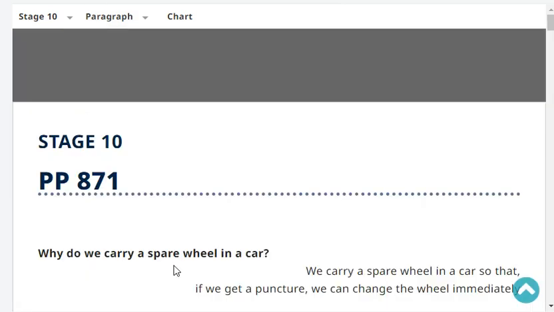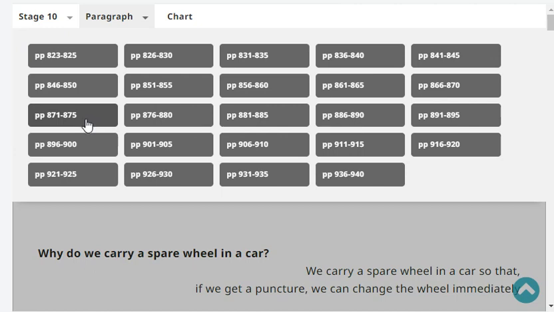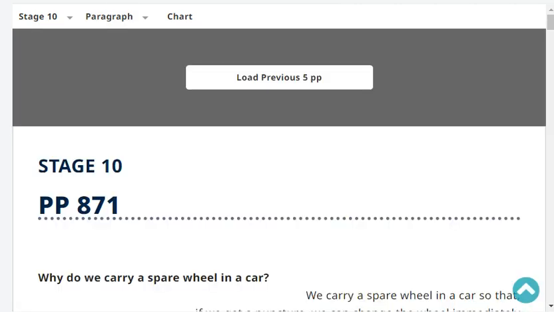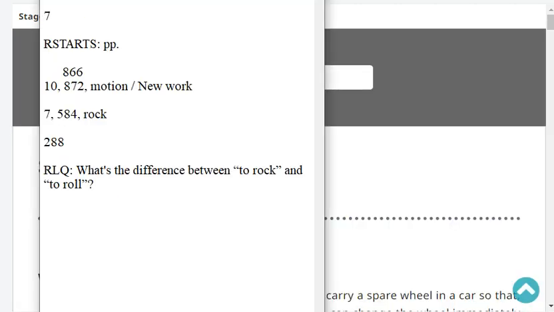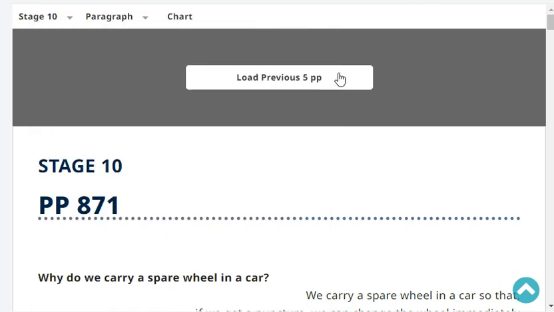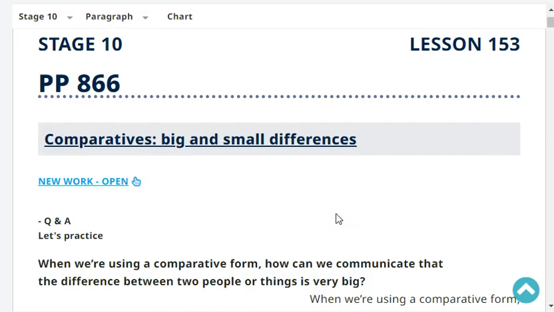So let's check. We are at stage 10, paragraph page 872. Our last headword was motion, new work type of lesson. Let's start with our revision. Ready? Here we go.